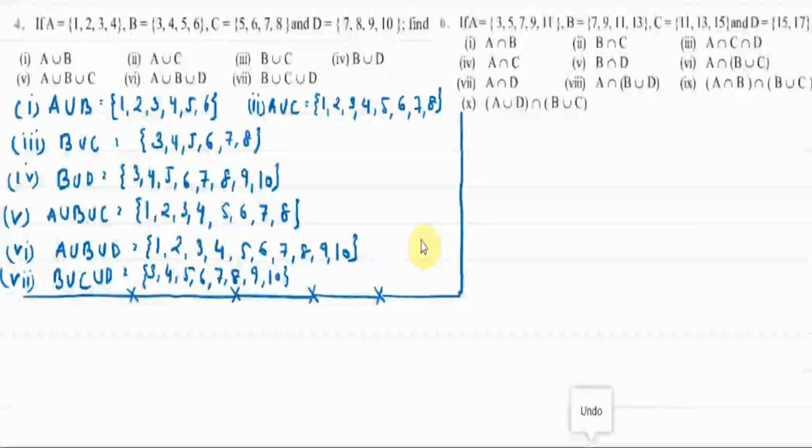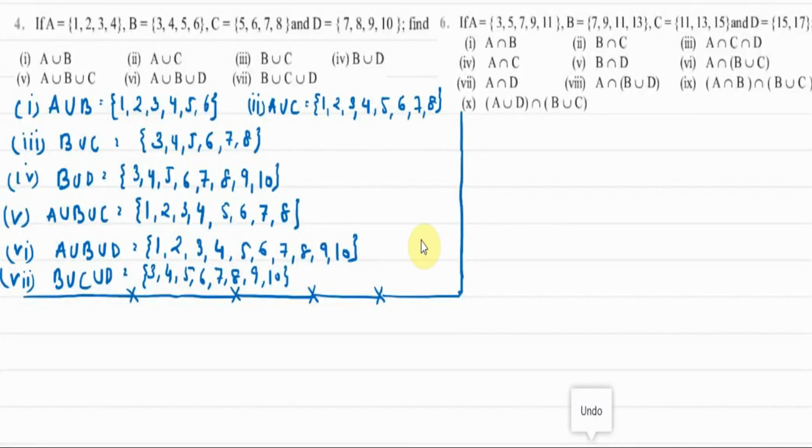Now question number 6 says if set A is equal to 3, 5, 7, 9, 11, set B has elements 7, 9, 11, 13, set C has elements 11, 13, 15 and D has elements 15 and 17. So the first part they are asking us to write down A intersection B. Now when we write down intersection, that means the set will contain only the common elements of A and B. So what are the common elements in A and B? It is 7, 9 and 11 because 7, 9 and 11 is present in both A and B. So 7, 9, 11.